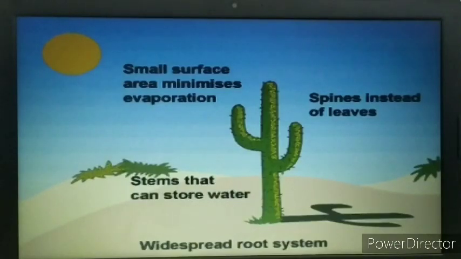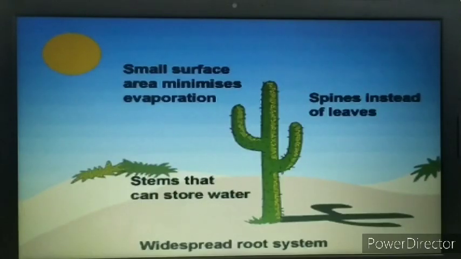Then as you can see here, it's showing a cactus plant. As you can see, it has a very small surface area, and this small surface area minimizes evaporation. There will be very little or almost no evaporation. Then the leaves of the plant are converted into spines. They do not have leaves as we have in the plants in the land area. Instead, they have spines.